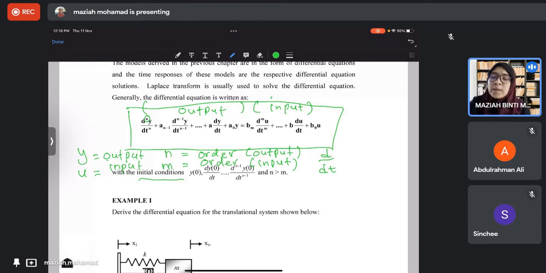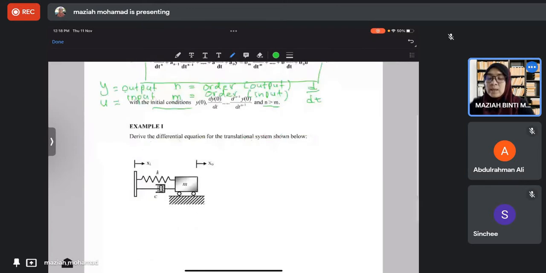Okay, and normally n is always bigger than m. The order for the output will always be bigger than for the input. Because n will become the denominator and m will become the numerator, so the order of the denominator will always be bigger than the numerator. All right.